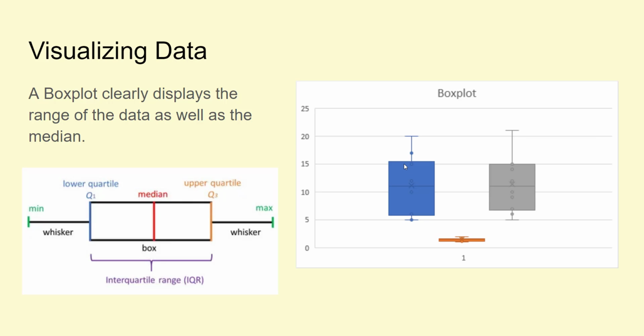The right bar and the left bar of the rectangle are called our quartiles. So our upper quartile here is about 16. Our lower quartile, sometimes called Q1, is about 6 here. The information in the rectangular box between the lower and upper quartile contains 50% of your information. That is called the interquartile range, sometimes abbreviated IQR.